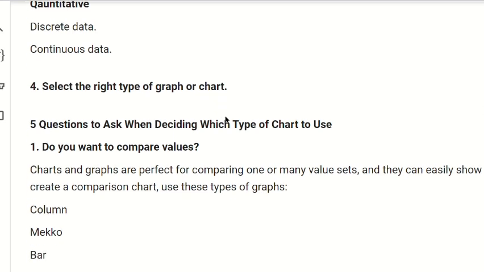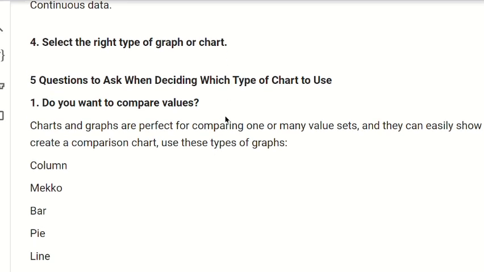Yes. So that's why you need to select the right type of graph or chart based on the data. We need to select which graph can show the data more visually, so we can easily understand it based upon the data. And then the fifth one is the questions to ask when deciding which type of chart to use.